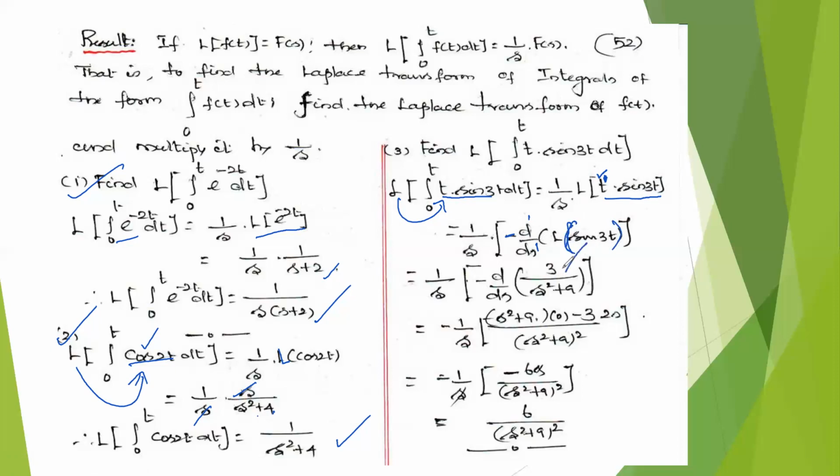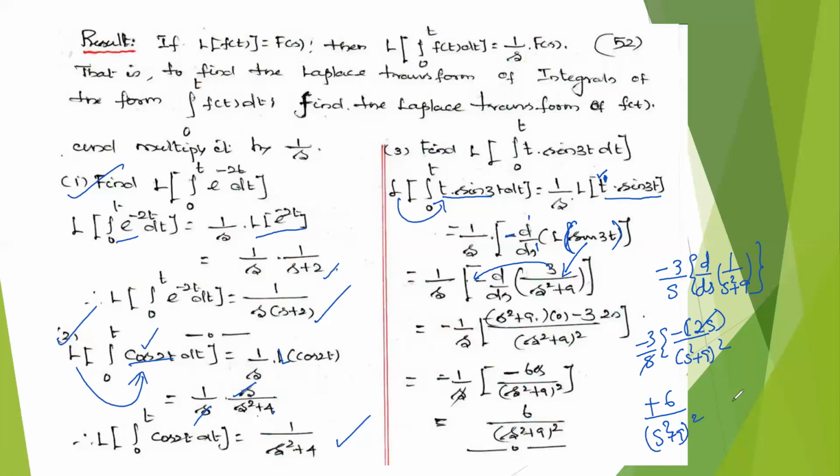The Laplace transformation of sine 3t becomes 3 by s square plus 9. We need to differentiate this. Actually, no need to go with u by v. What we can do is keep 3 outside, so that minus 3 divided by s into d by ds of 1 by s square plus 9 can be done. So minus 3 by s into minus 1 by s square plus 9 whole square into the inner differentiation, that of s square plus 9, which is 2s. S cancels. So minus 6 into minus gives plus 6 by s square plus 9 whole power 2. So like this, the Laplace transformation of an integral is also evaluated.